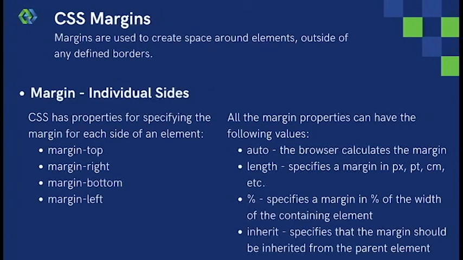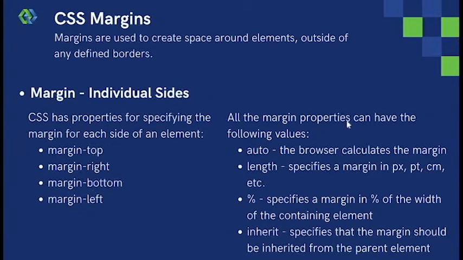Next, we're now on the margins. Margins are used to create space around elements, outside of any defined borders. For individual sides, CSS has properties for specifying the margin for each side of an element. So we have margin-top, margin-right, margin-bottom, and margin-left.